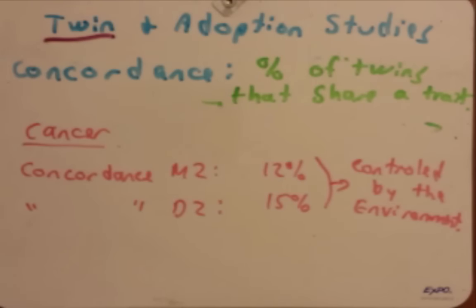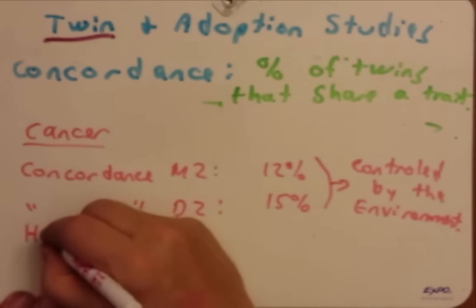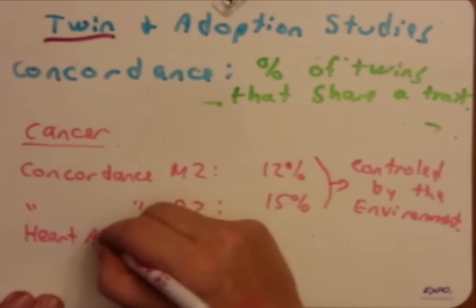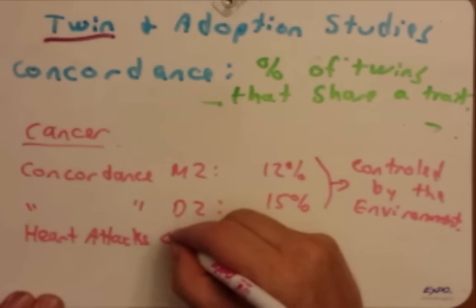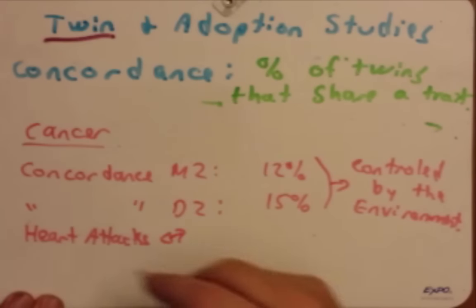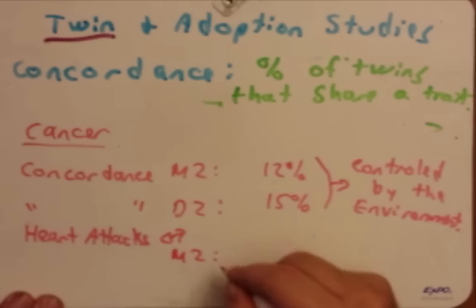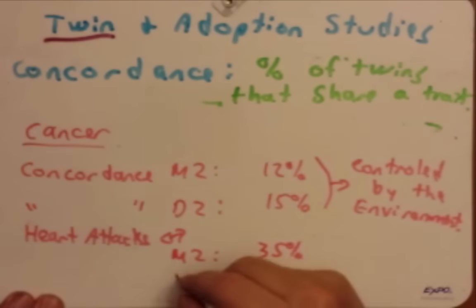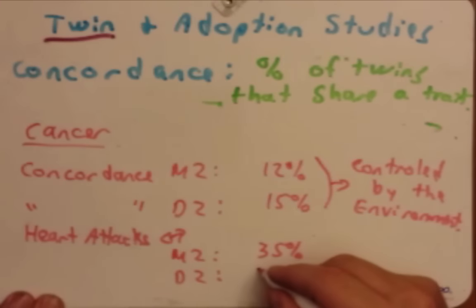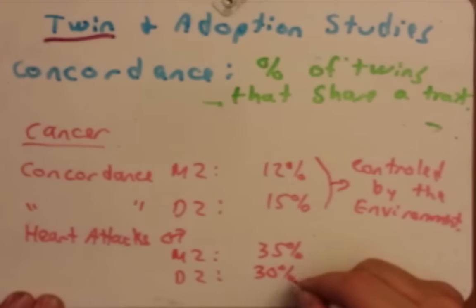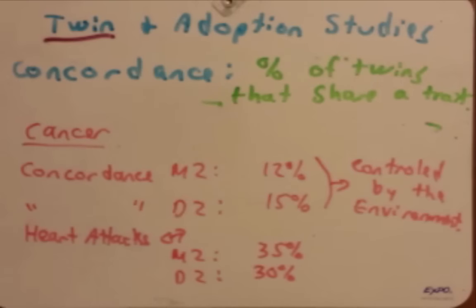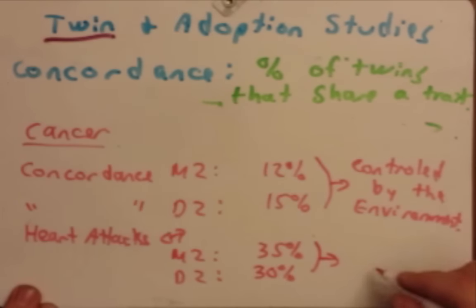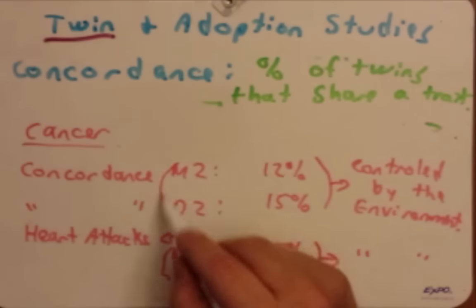For instance, heart attacks in males for monozygotic twins, it's 35%. And in dizygotic twins, it's roughly 30%. Now, there's a little bit of a difference there, but they're very similar. Again, we're going to say this is largely controlled by the environment as well. So it's not that they have to be low, it's that these two values have to be similar.